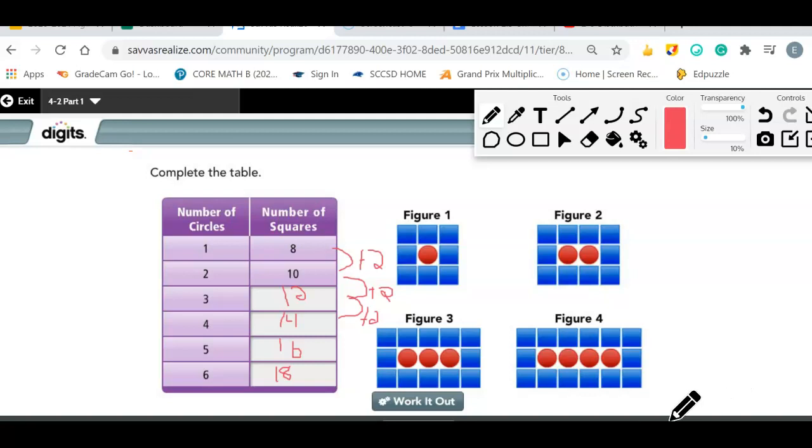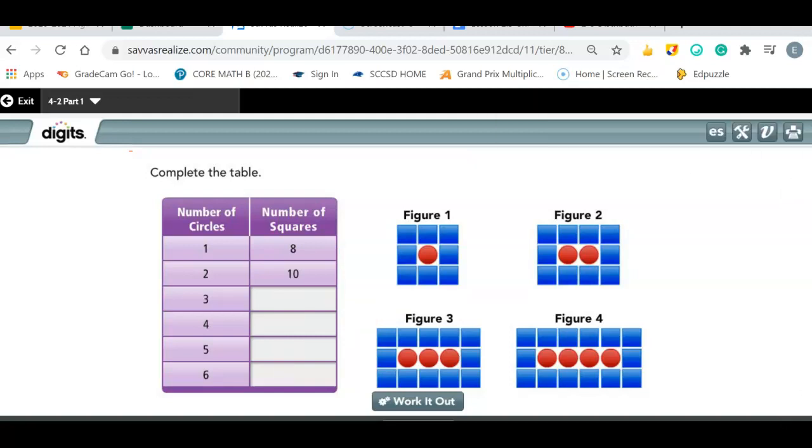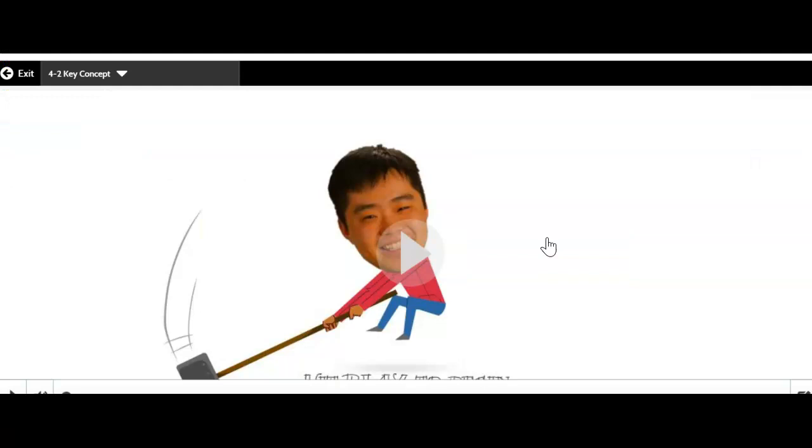All right, that goes for that section. Let's go ahead and move on to the next. Our next section here is under the key concept. You can see this in your guided notes. What we're going to do now is this video is going to explain how you can relate a table into a graph.